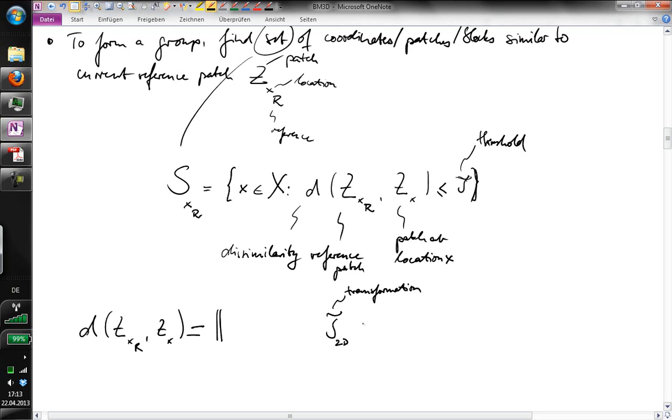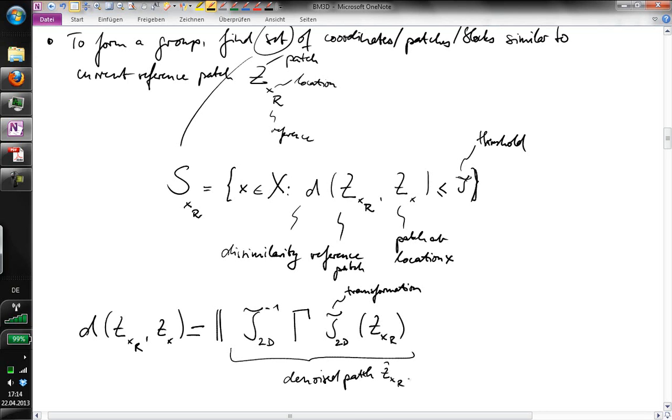So my reference patch is first transformed with a 2D operator, typically a wavelet transform, into another domain. In this other domain, a hard thresholding is applied, and I can then inverse transform to get back my denoised image. So this all in all would be my denoised patch. Let me call this Z hat XR or something.